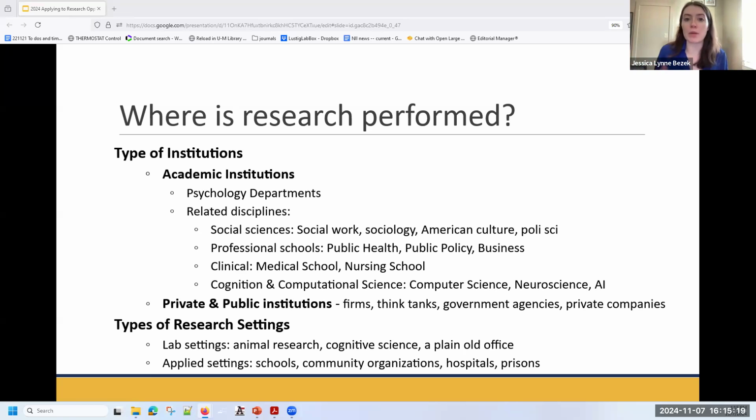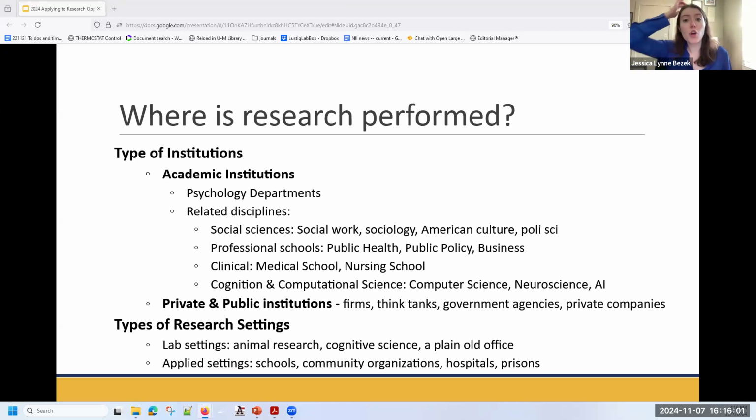So as I said, psychology departments are going to be a really key place to explore research opportunities. But if you're interested in psychology, there might be other areas of interest to you in places like public health schools or business schools, in the social sciences like poli-sci, social work. I'm a clinical student, so I interface a lot with med schools. There's nursing schools that do research. And then also cognition and computational science is going to involve a lot of topics that are very relevant to psychology as well. So these are all different areas where you may be able to explore research positions.